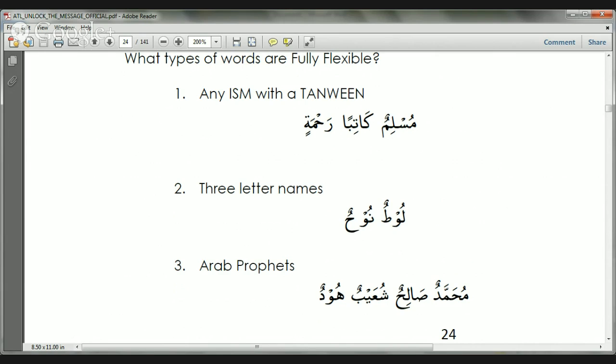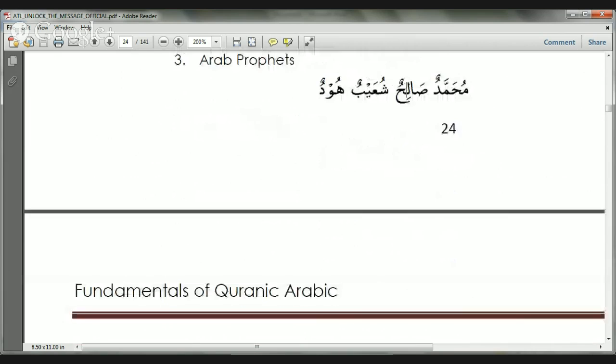Exactly. You see, 3-letter words, 3-letter names. Now let me ask, is Muhammad sallallahu alaihi wasallam's name more than three letters? Is Salih's name more than 3 letters? And is Shu'aib's name more than 3 letters? Now what type of names are these? Arab names. And what did I say? How many prophets are considered Arab? 4. So the 4 Arab prophets, if it is an Arab name generally, it's considered to get tanween. Now hold on to that thought because I'm going to go over something more.